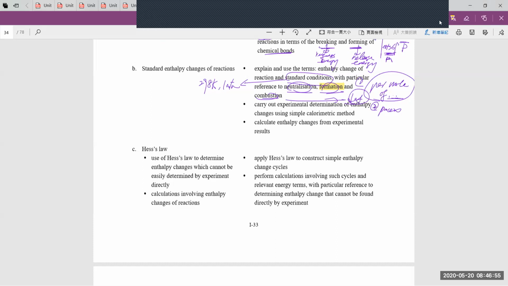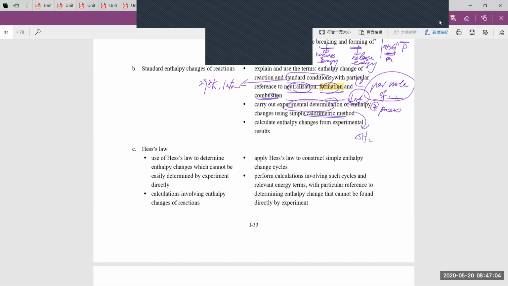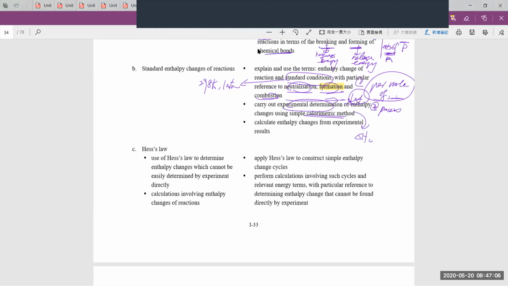And carry out the experimental determination of enthalpy changes using a simple calorimetric method. So you have two cases. One is to calculate delta H of combustion. The other one is delta H of neutralization. So you need to get to know the lab setup. And finally is to do the calculations. Remember per mole of what you need to identify well.